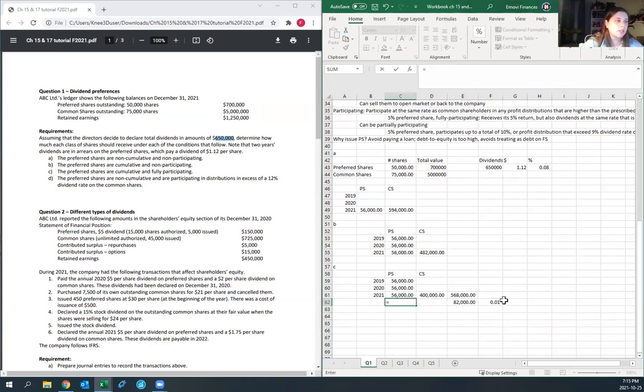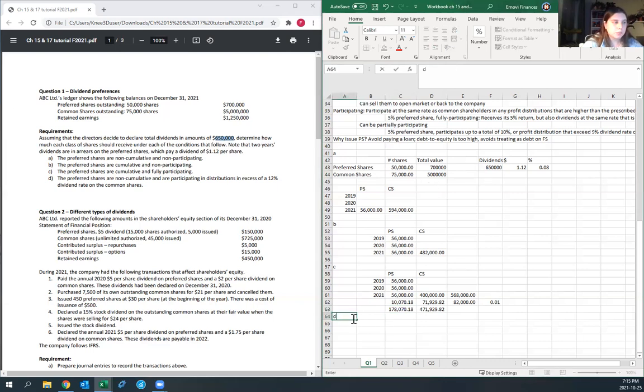So for preferred shares, you're going to find 1% times your total value of 700,000. And same for the common shareholders, it's 1% times 5 million. And then if you add everything up for 2021, preferred shareholders are going to get $178,000 in dividends, and common shareholders are going to get $471,000. So this is proportional to how many shares are outstanding in the books.